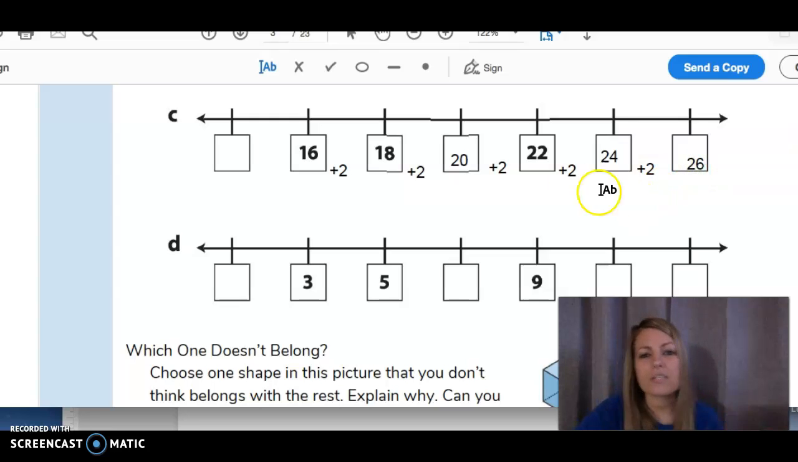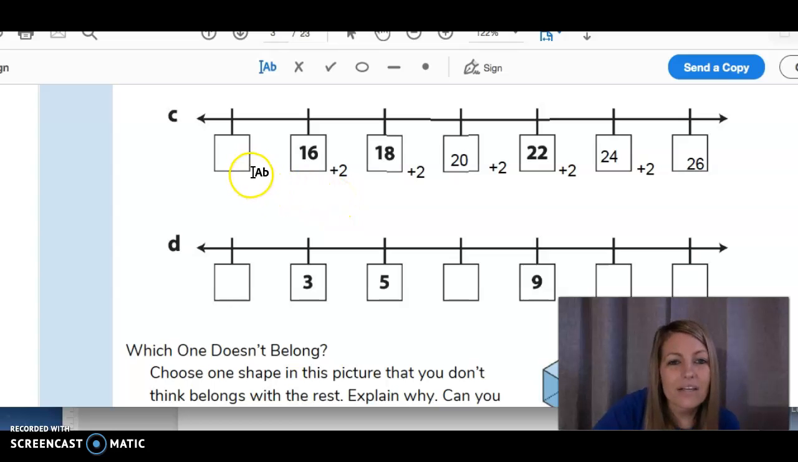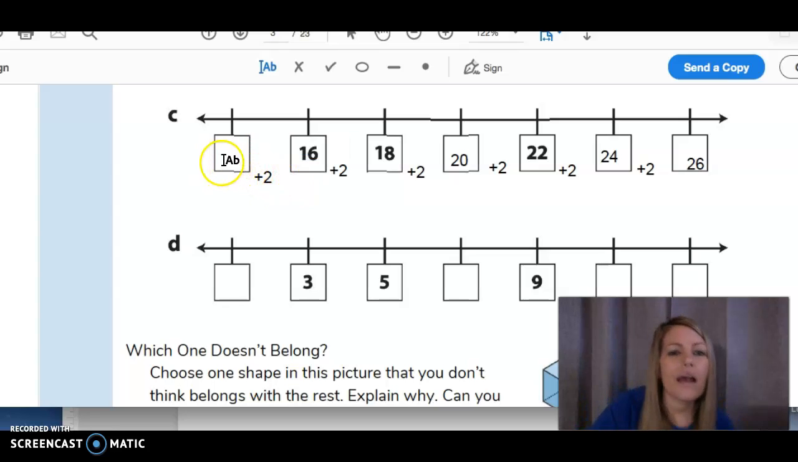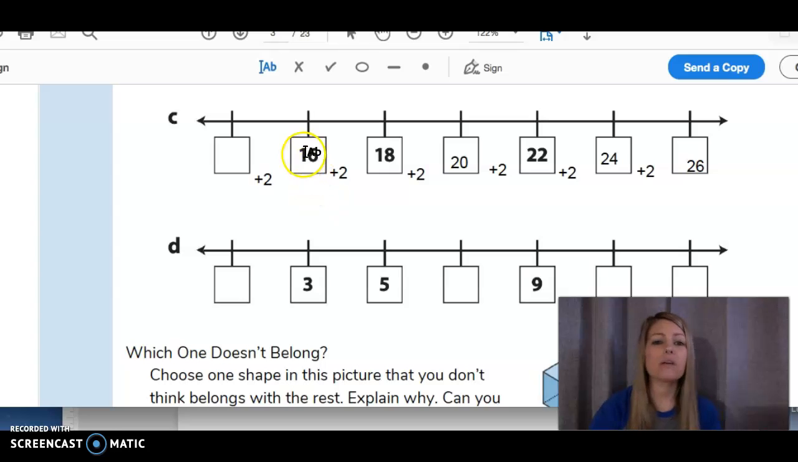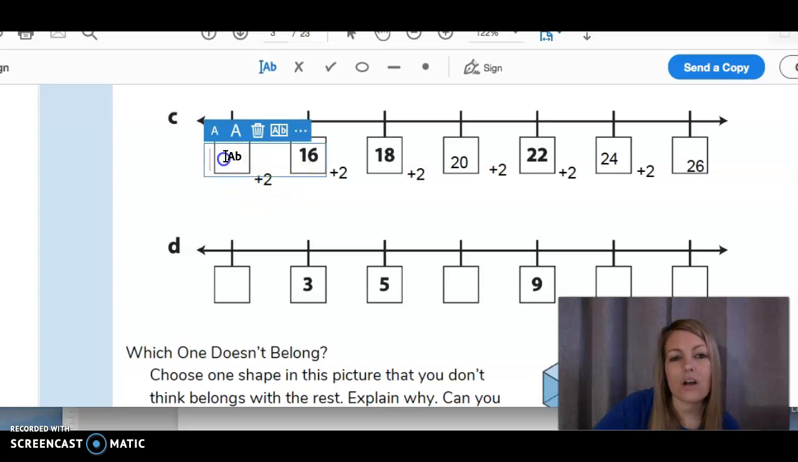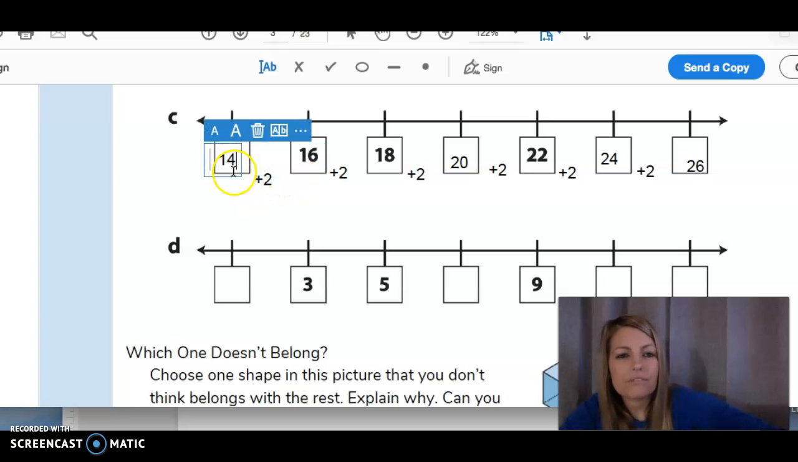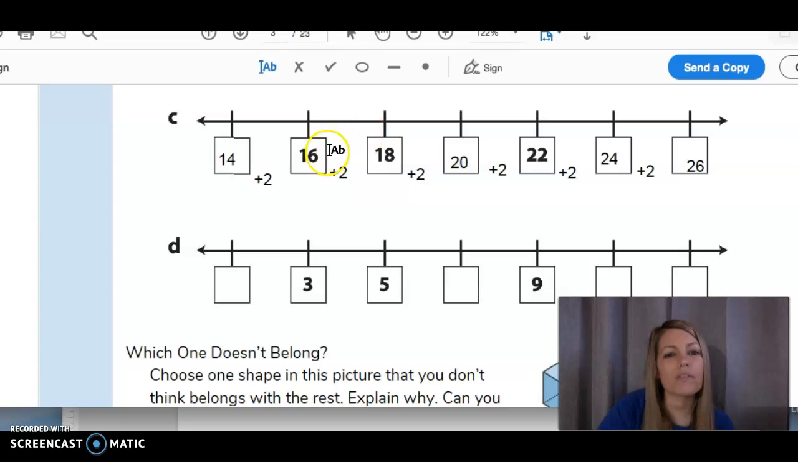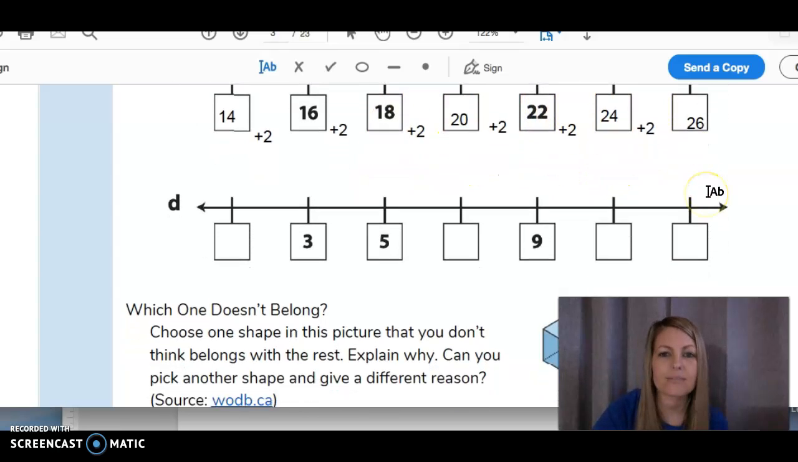So we figured out that this is a plus 2 pattern, but here's where it gets tricky. We've got to go back to the front of our number line, and we have to think, what plus 2 gives us 16? Well, we can actually work backwards. We can say 16, 15, 14. So what I did is I actually took 2 away from 16. Let me double check and see if this looks right. 14, 15, 16. Perfect. It fits my pattern perfectly to count by 2s. 14, 16, 18, 20, 22, 24, 26.